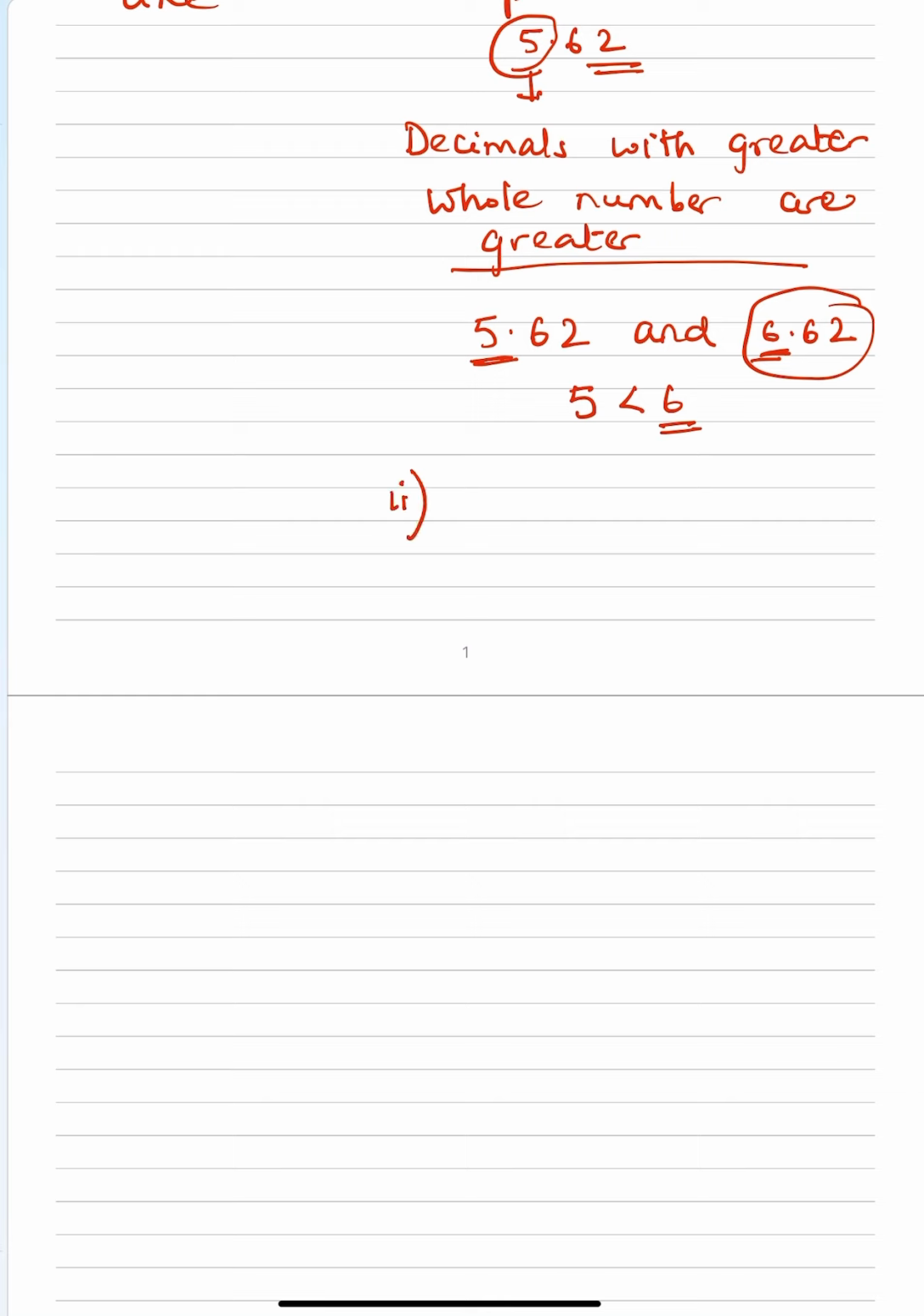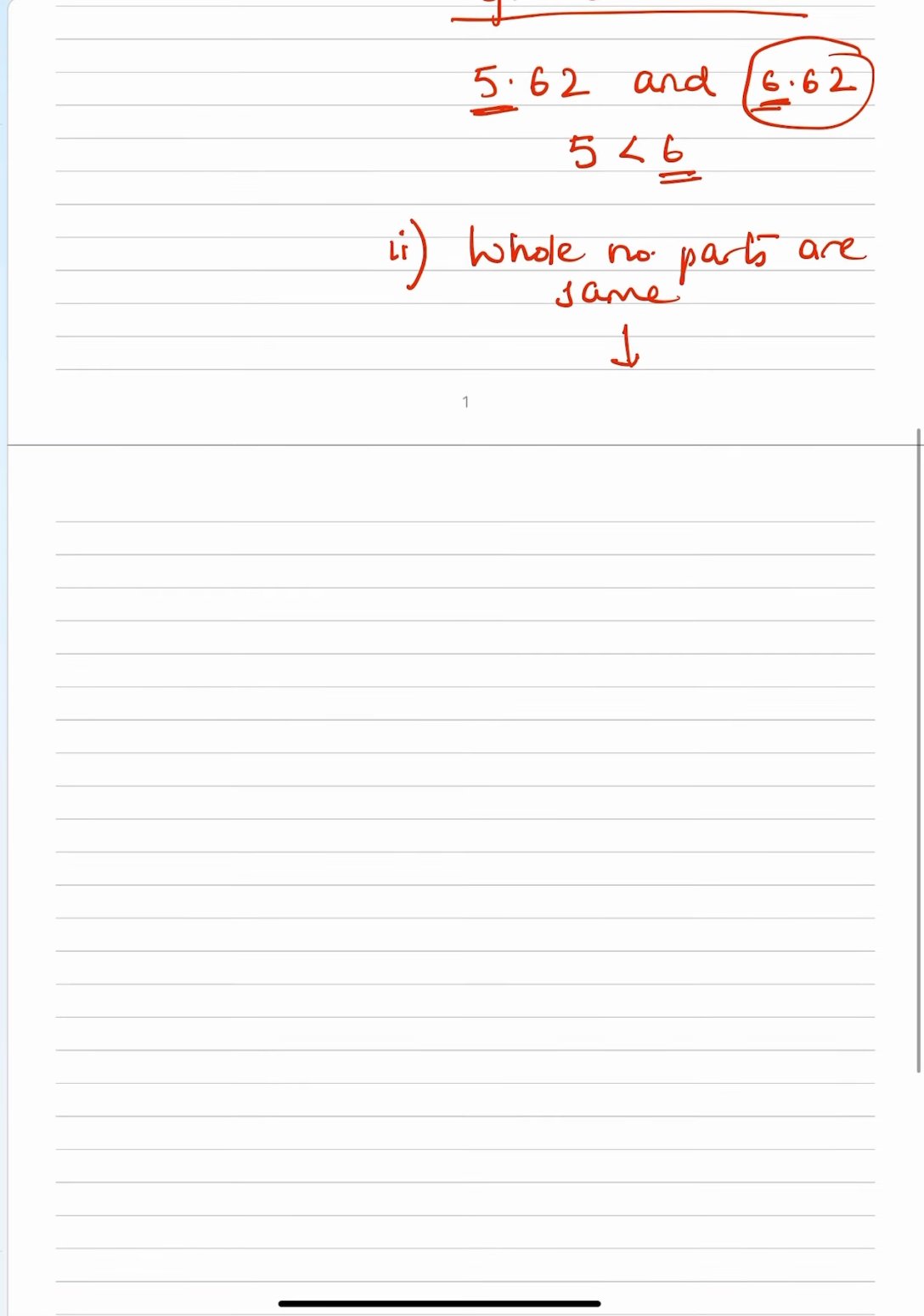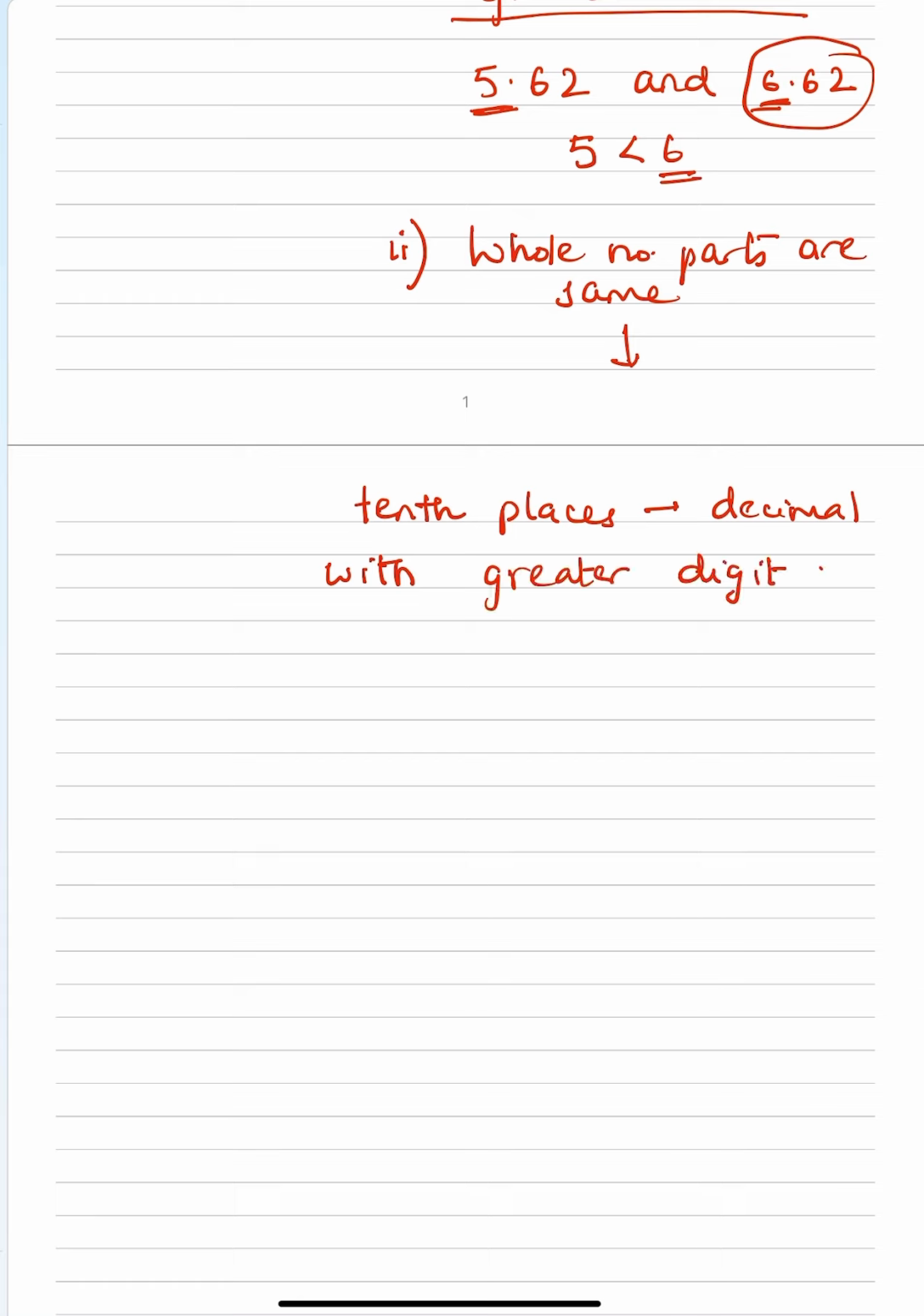Now if the whole number parts are same, then at that time what you have to do? See, then you have to compare 10th places. The meaning of this is decimal with greater digit in 10th place is greater.